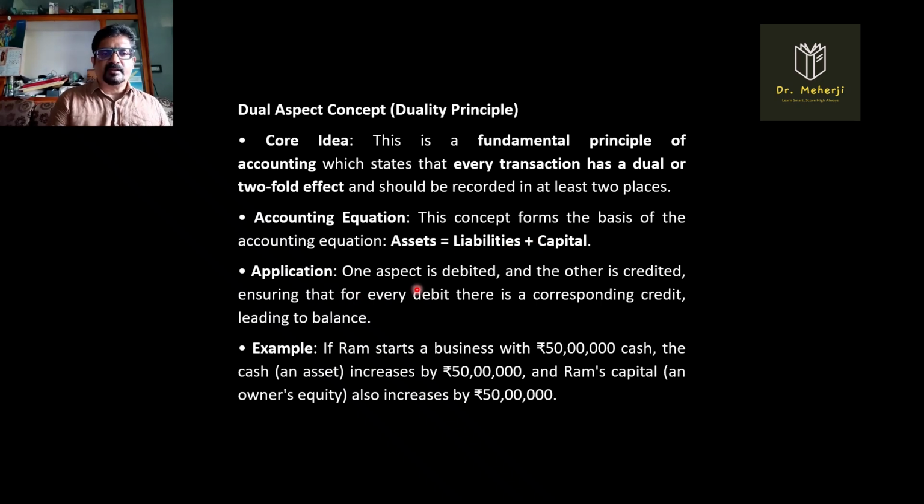So whenever we are recording every transaction, one aspect is debited and the other is credited, thereby ensuring that for every debit there is a corresponding credit, leading to balance. Example we have seen here: 50 lakh cash. We started a business, so cash, an asset, increased by 50 lakh, and the owner's capital, owner's equity, is increased on the liabilities side by 50 lakh. Balanced.